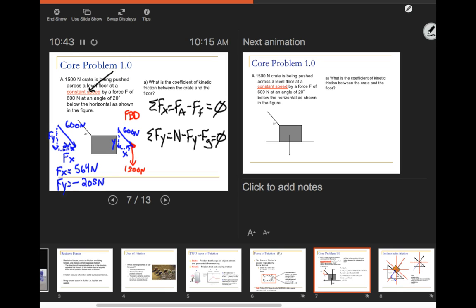So do you notice that in the x dimension we've got 2 variables?